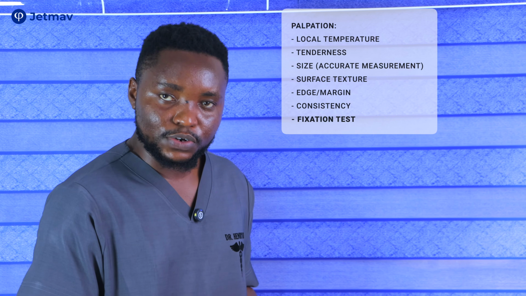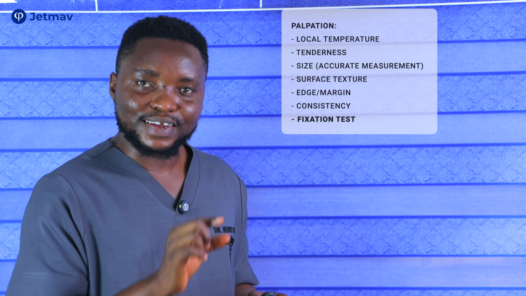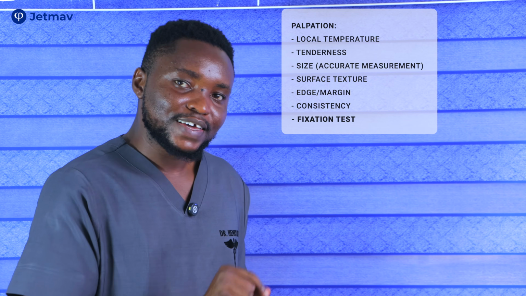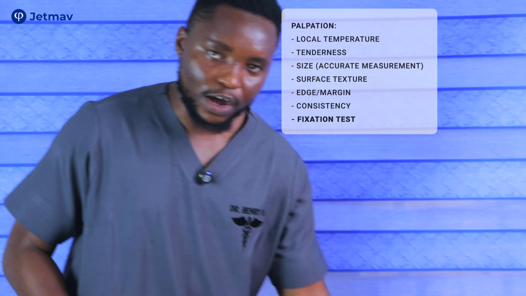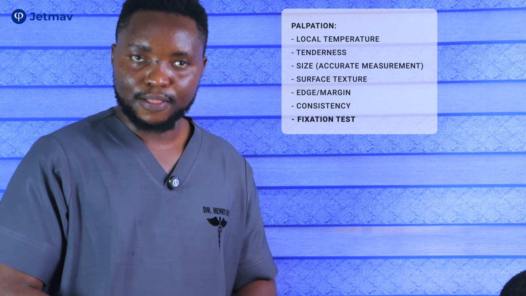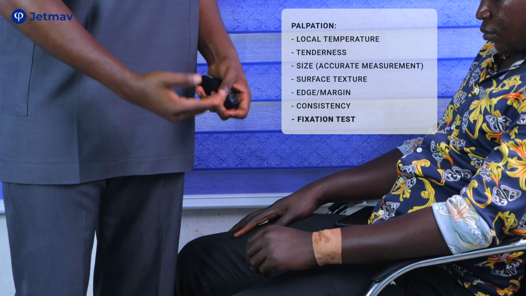When you put it under tension, you try to move the mass again. If the mobility of the mass is reduced when the muscle is under tension, it means that the mass is attached to the muscle. So the muscle under the area of our improvised mass naturally should be able to extend the wrist. Okay, so we'll put the muscle under the mass under tension.